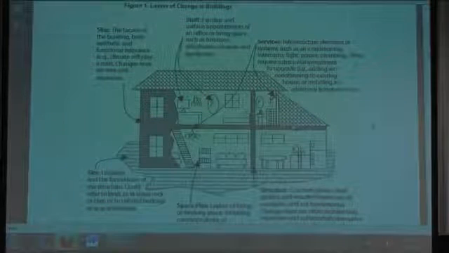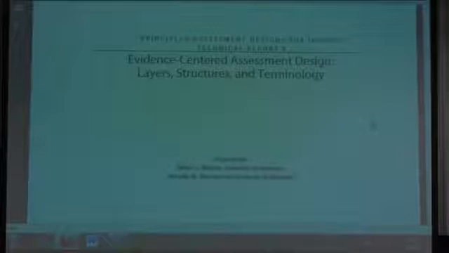Okay, this is a diagram. We're going to come back to it in just a second. I want you to see the front piece for it and see what subject matter this idea of layers is being talked about in here. Evidence-centered assessment design, they're talking about learning assessments, layers, structures, and terminology. The theorist on this is Bob Mislevy, or Miss Levy, however you want to say it.